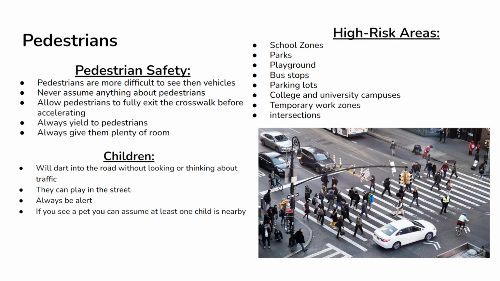How to deal with children. Children can dart into the road without thinking about traffic at all. They like to play in the streets. Always stay alert. And if you see a pet, you can assume that at least one child is nearby. Some high risk areas are school zones, parks, playgrounds, bus stops, parking lots, college and university campuses, temporary work zones, and intersections.